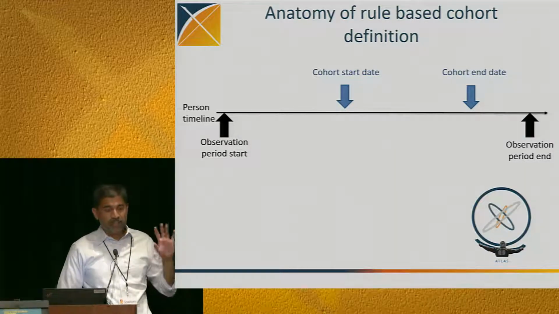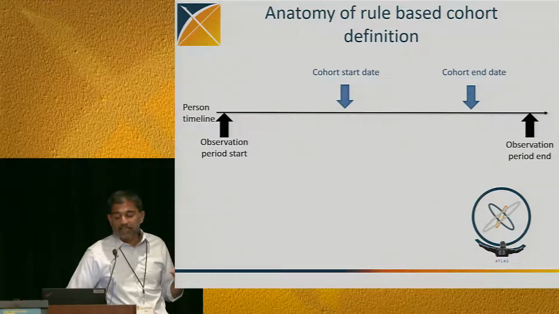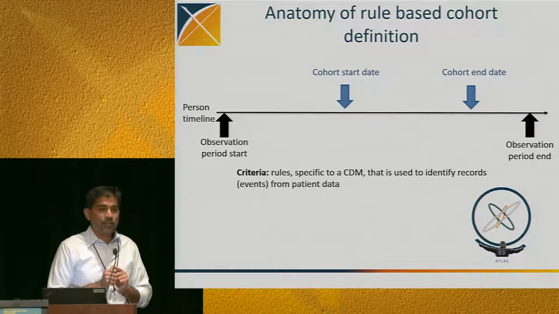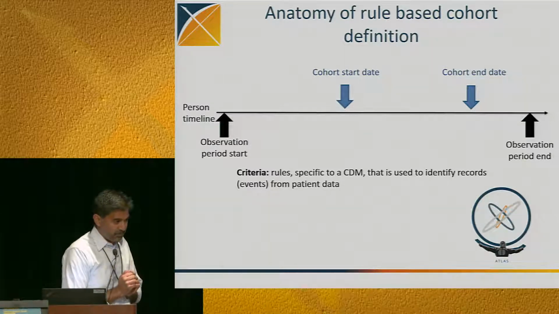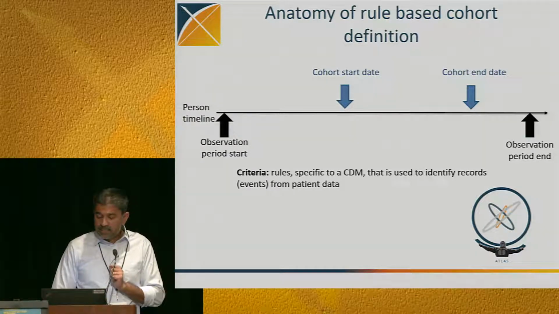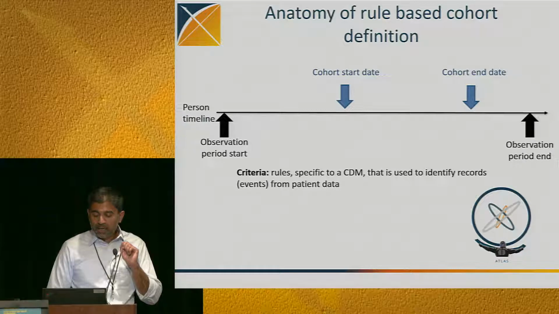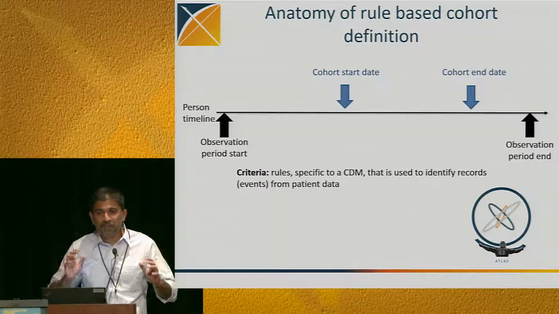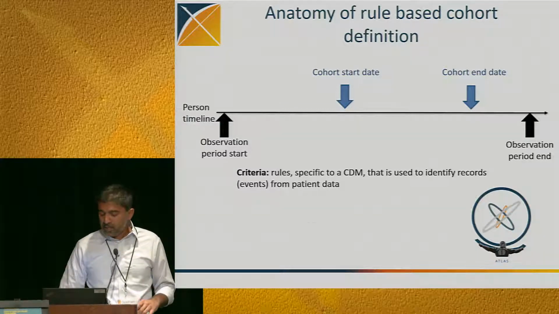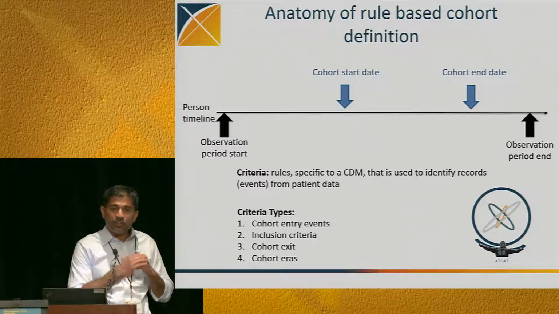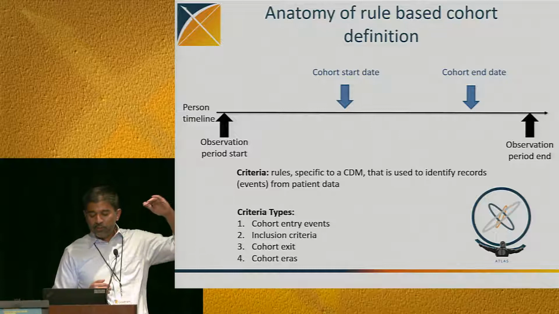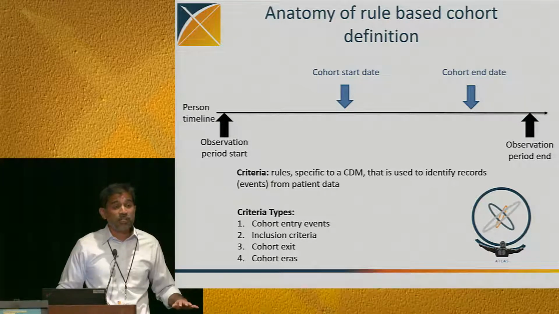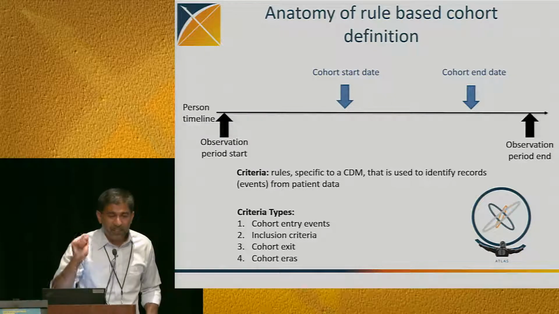So in Atlas, and this is what we will be focusing on next, the rules are called criteria. And these criteria are used to identify those individual time-stamped events from the CDM. The rules are categorized into different types. There are entry events, inclusion criteria, and exit criteria, and this is where we will stop, and we'll talk about the rest after lunch.